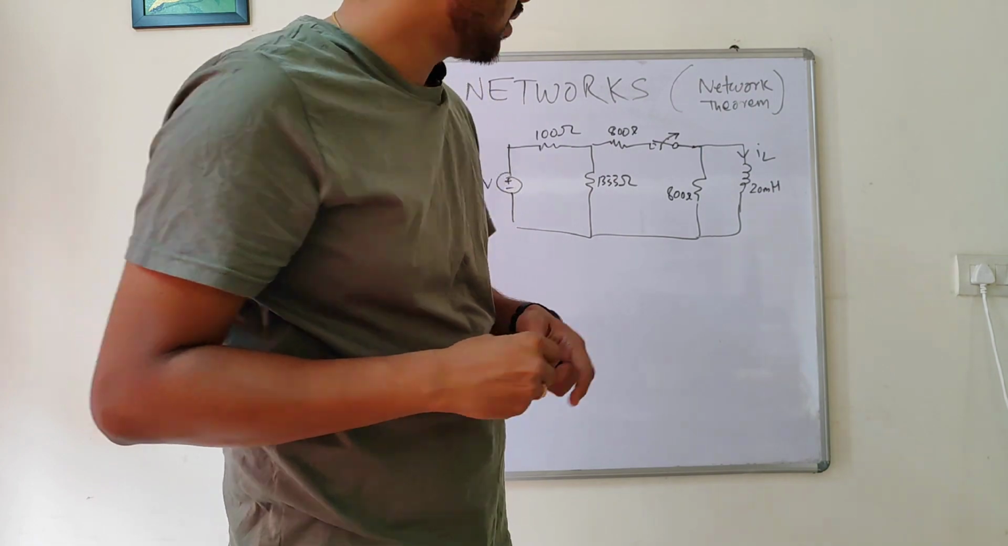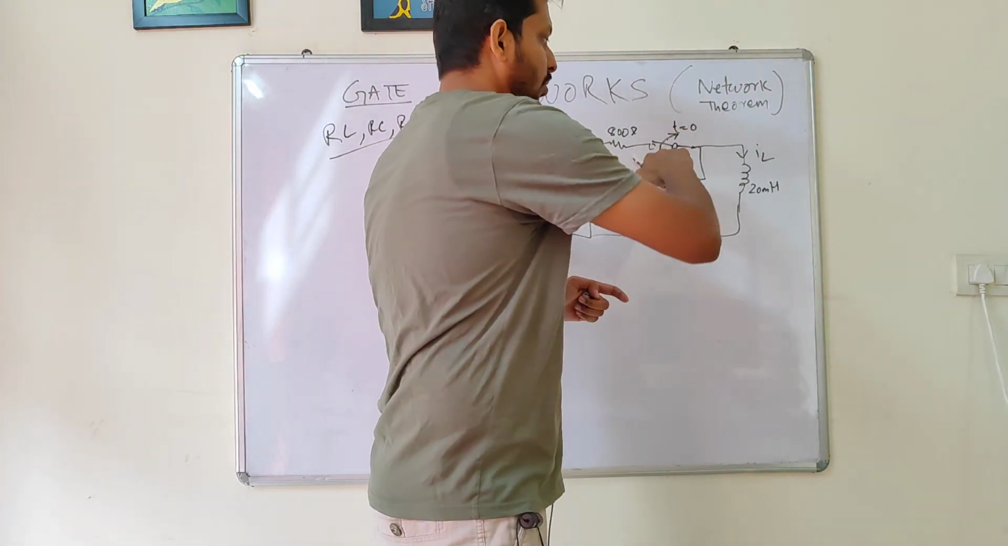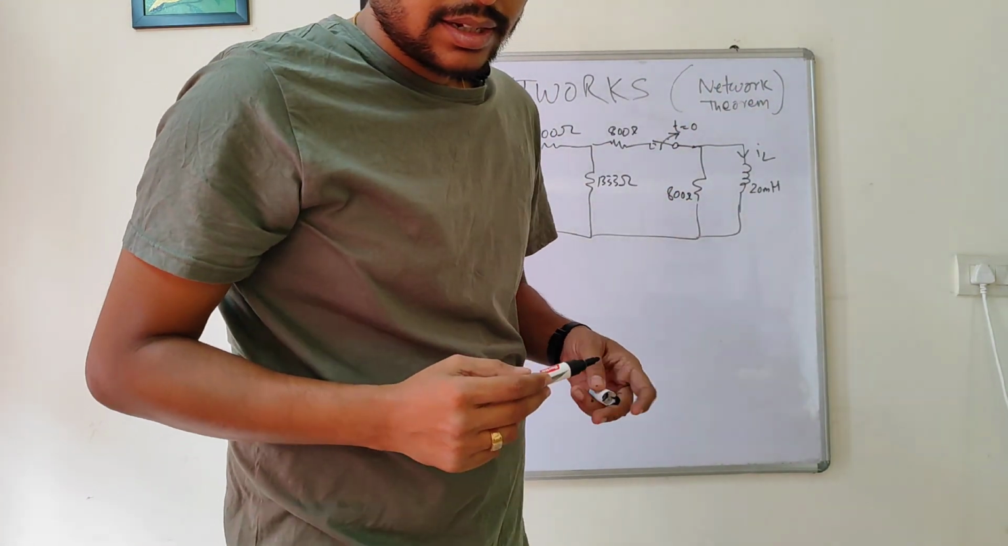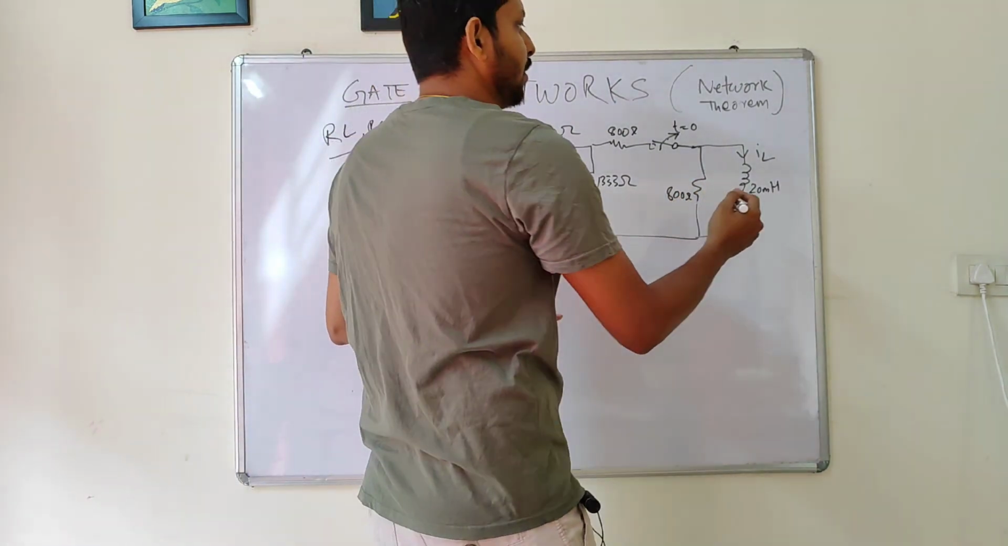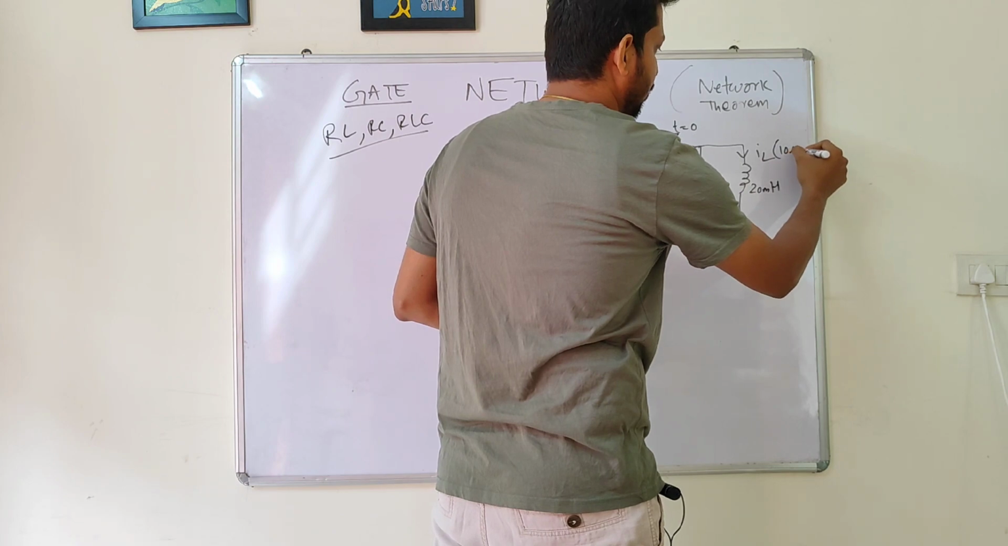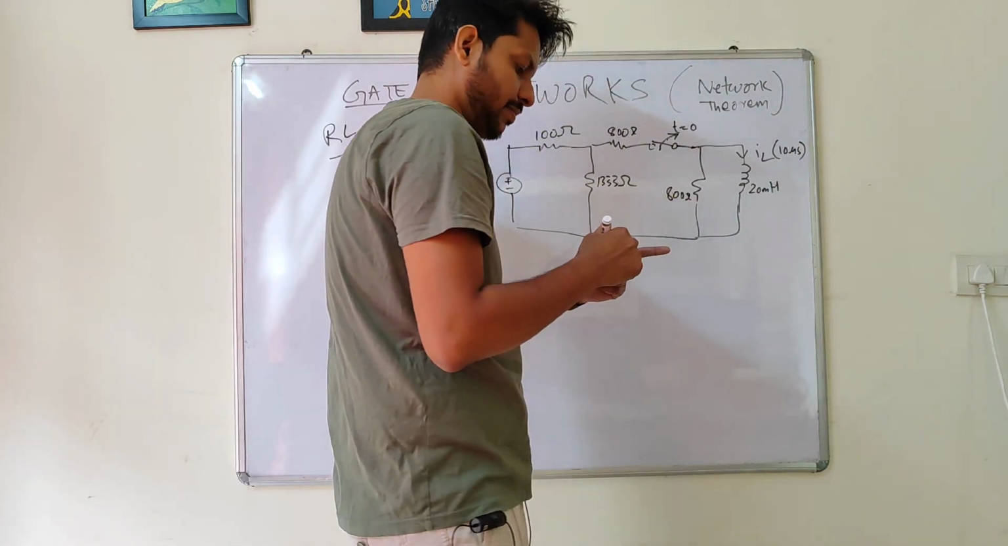Before the switch opens at t equal to 0, so at some t equal to 0, you will be opening the switch. At t equal to 10 microsecond, we need to find the current IL at 10 microsecond. What will be the current passing through this? Okay.